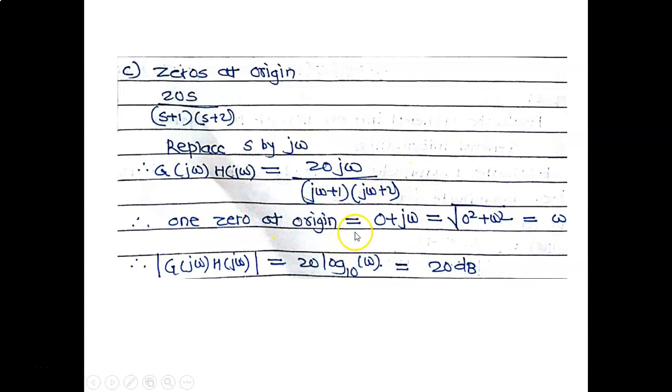The zero at origin is equal to 0 plus j omega, which is equal to square root of 0 square plus omega square, which is equal to omega. Therefore, mod of G(j omega) H(j omega) is equal to 20 log of omega to the base 10, which is equal to 20 dB. Therefore, you can say that slope is equal to plus 20 dB per decade. So, one single zero at origin contributes plus 20 dB slope.